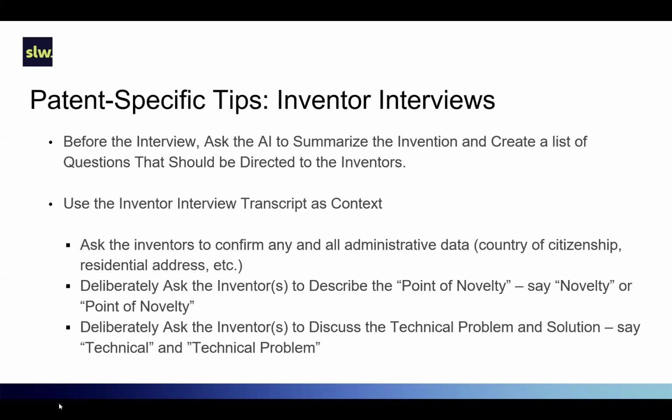And then I do the same thing if I have a case that might be challenging with respect to 101. I'm very deliberate about getting a discussion on the record that involves the technical problem and technical solution, being sure to specifically use the word technical and technical problem so that it is in the transcript. Obviously, this helps not only for drafting the application, but if I'm doing prosecution and I still have that transcript, I can quickly go back and query the transcript to have a better understanding of what the point of novelty was in the first place.